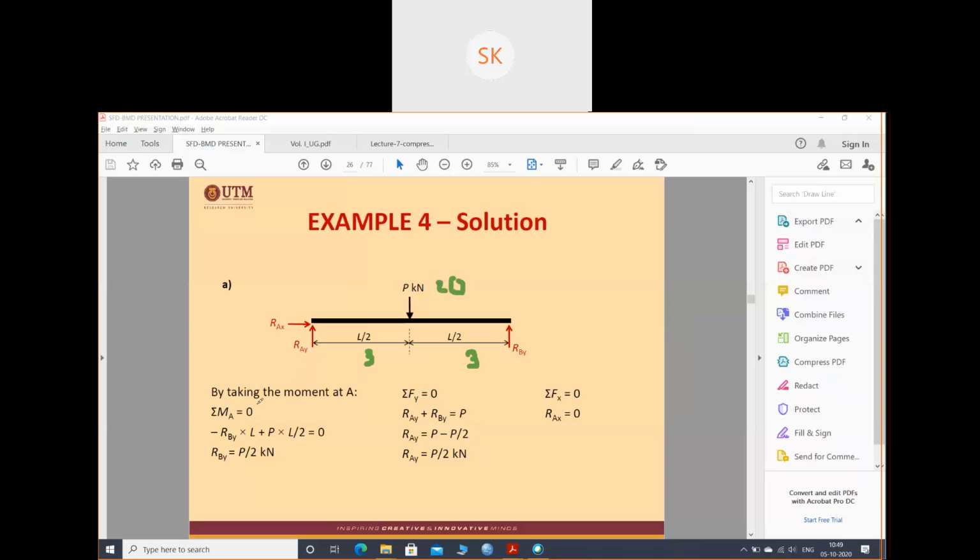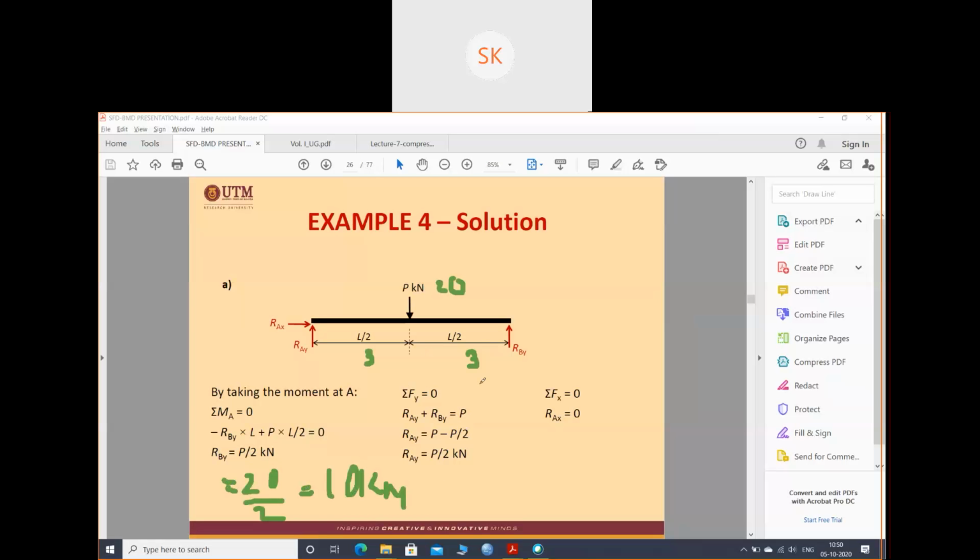Okay. So let's start. First find out RAX, RAY and RBY. By taking the moment about A, I'm taking the moment about A. So RBY into L, anticlockwise, that's why minus RBY into L, plus P into, it is acting at a distance of L by 2, so L by 2, equals 0. So you will get the RBY value as P by 2. That means 20 by 2. This is 10 kilonewton.